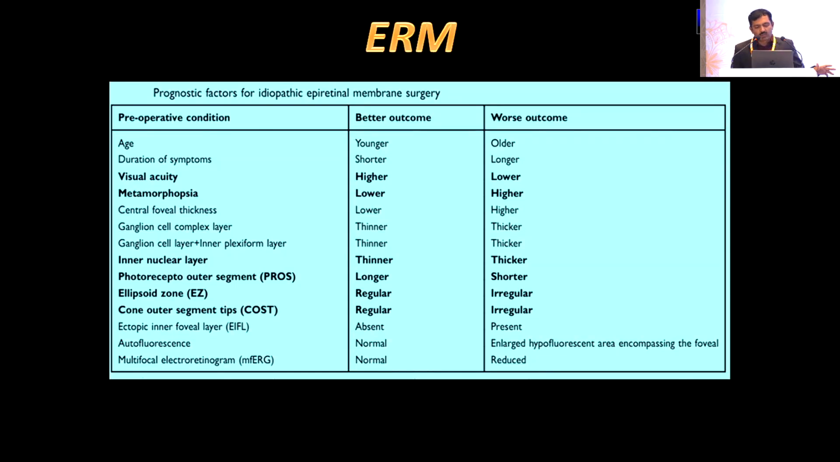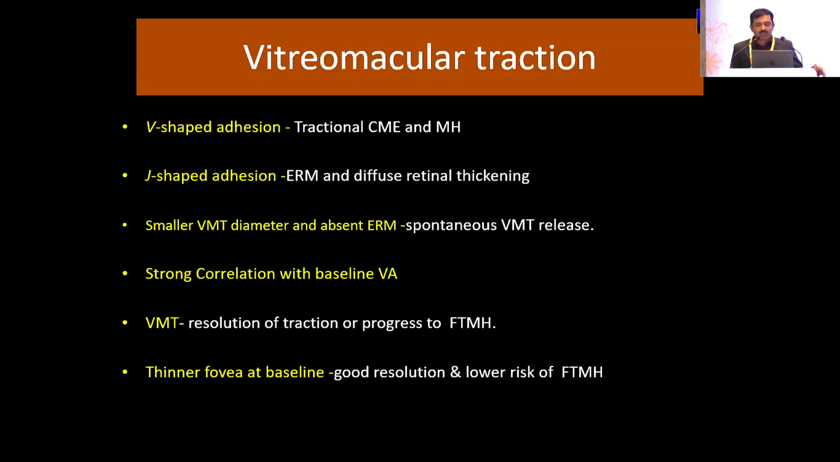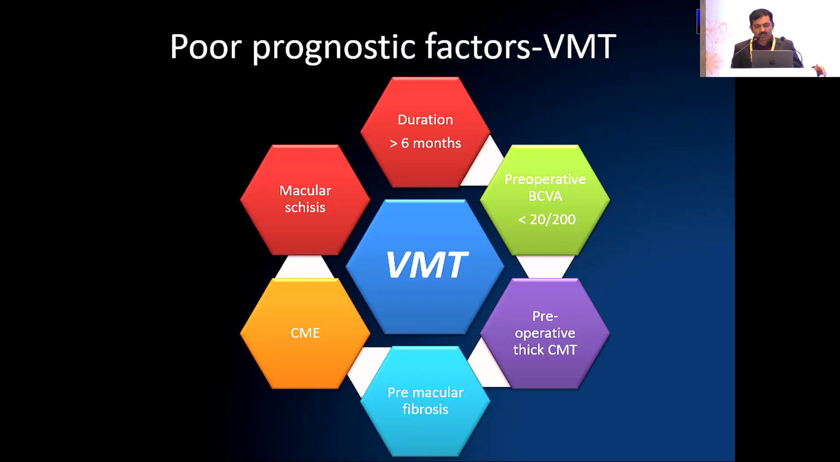You're looking at the photoreceptors, the ganglion cell layer thickness, the cost line, the external retinal layers, and the lens status, many things. Which gives a VMT. Basically, you should look at a couple of things. One is the type of adhesions, the visual acuity, and the thickness of the fovea at the baseline.